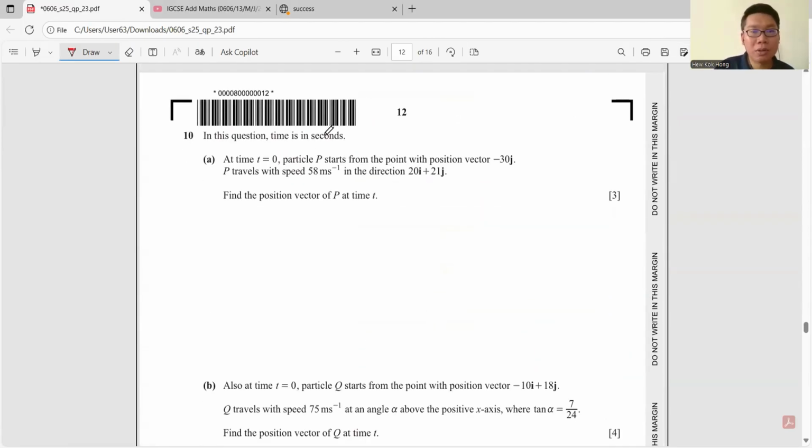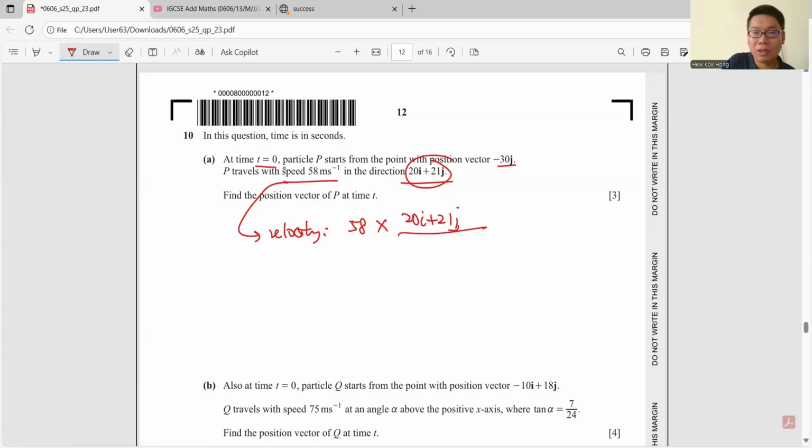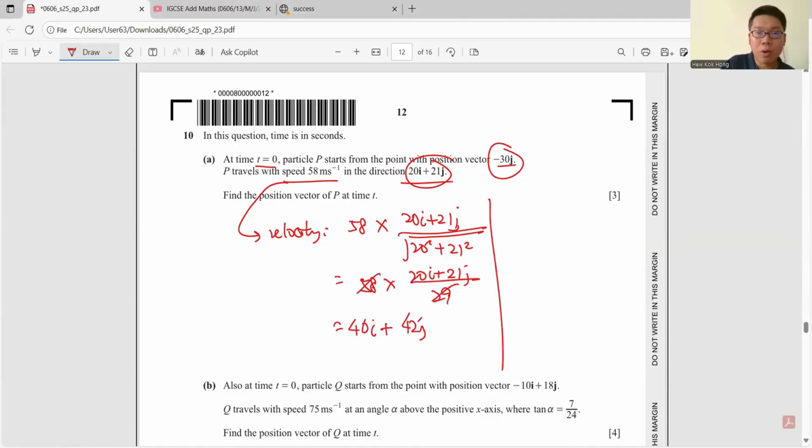Question 10. In this question, time is in second. Time is 0. P start from a point with position vector of -30 j. Travel with a speed and direction. So when they give you speed and direction means you can find the velocity by using speed times the unit vector of my direction. The unit vector we need to divide by the square root of i squared plus j squared. So we can know the position vector of P after time t, which is initial position. I is 0, j is -30, plus vt. V is 40 and 42, t, just like this.